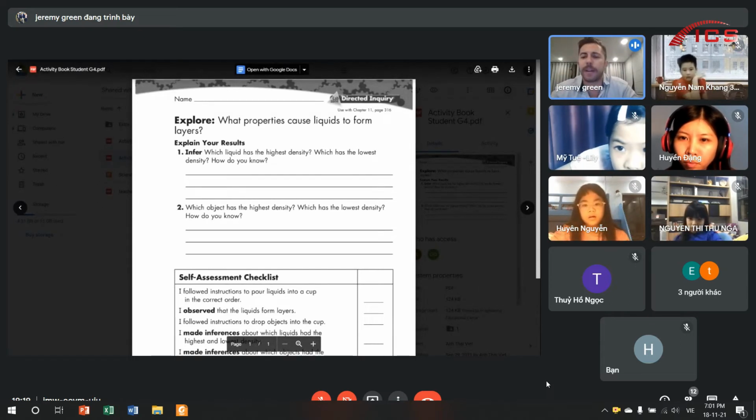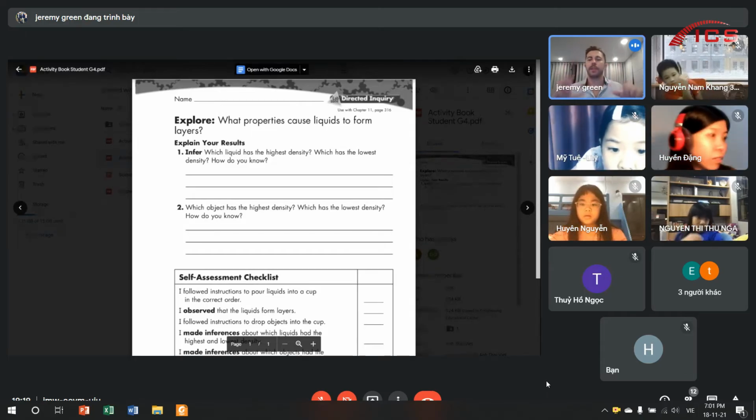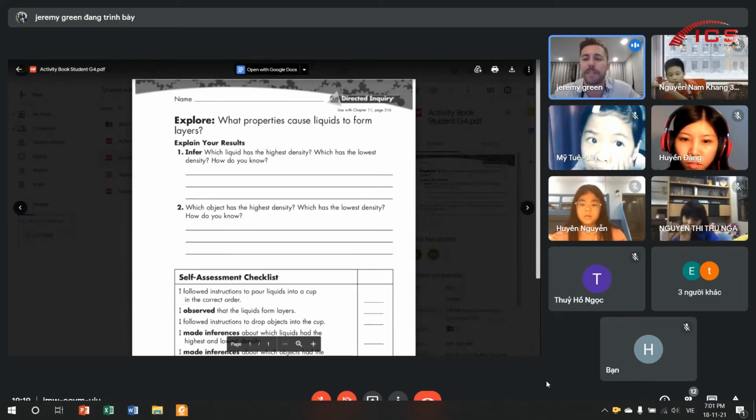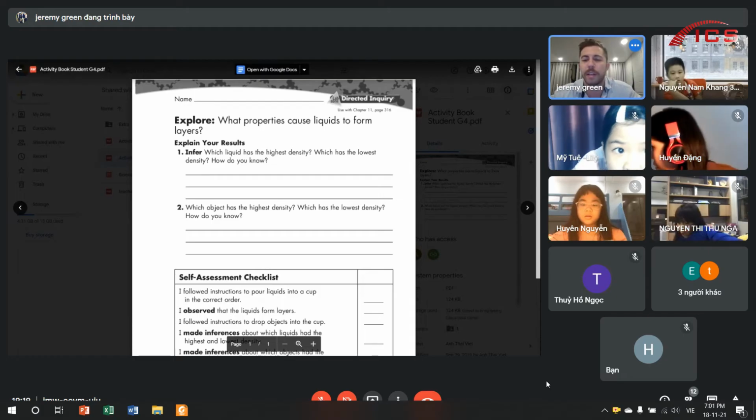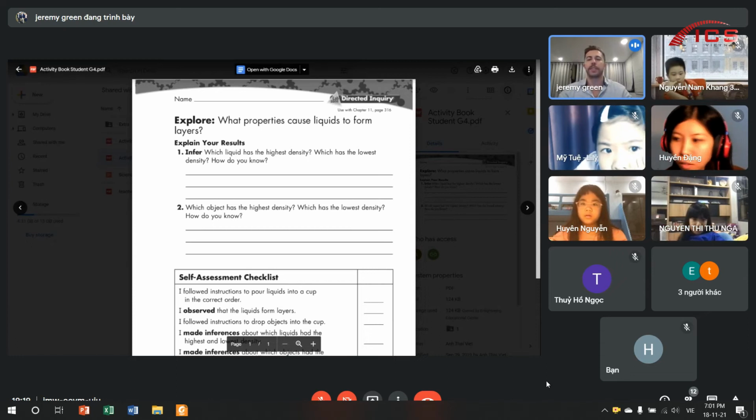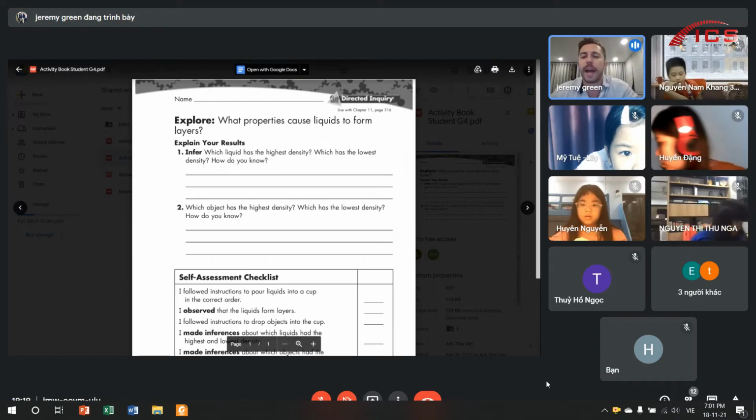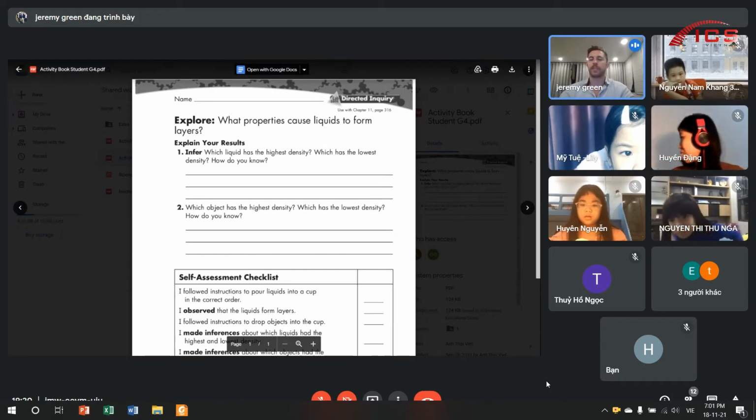So if we use many different liquids, then we can see which ones are denser than others, because you saw they poured 7 different liquids into a glass. Out of 7 different liquids, you could tell that they all had a different density. Some were heavier than others. They were thicker. They had a higher viscosity because the ones with the highest viscosity sank right to the bottom. And then the lightest liquids floated right to the top.